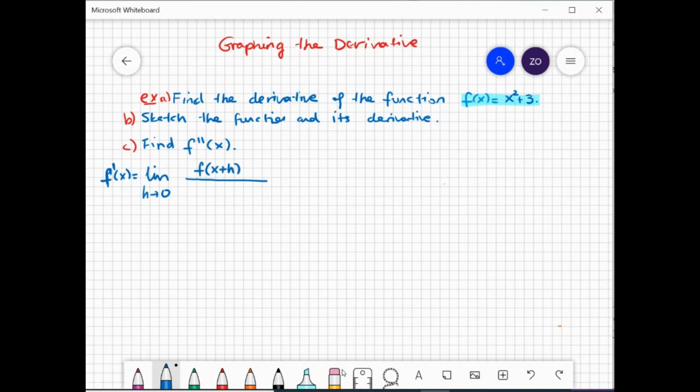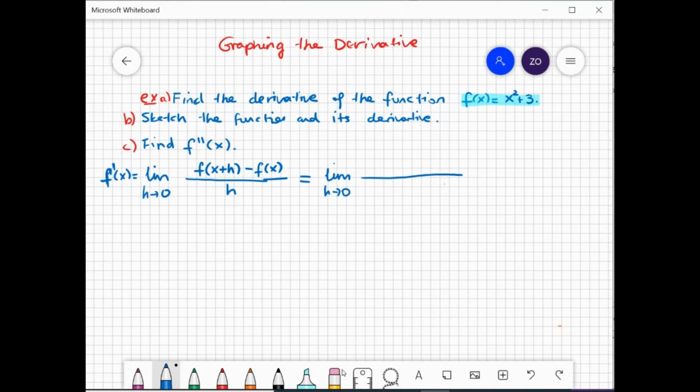But let me first remind you, let me just rewrite the formula again. So this is what I just erased. This is the formula to find the derivative of a function. Now, our function is x squared plus 3. So we will evaluate this function at x plus h. Okay, so just copy the limit part, limit as h goes to 0.